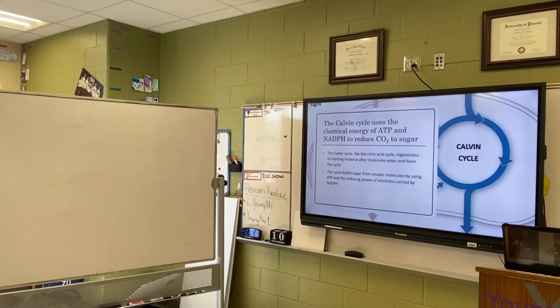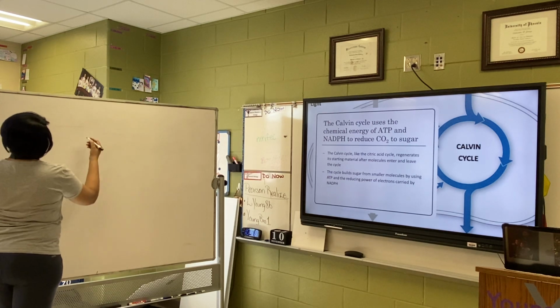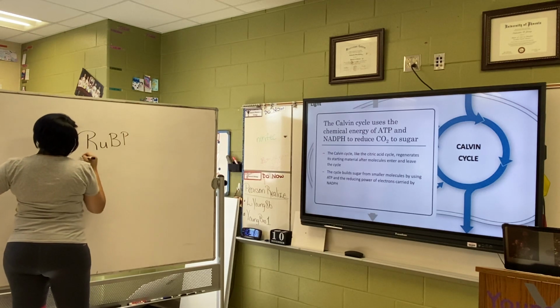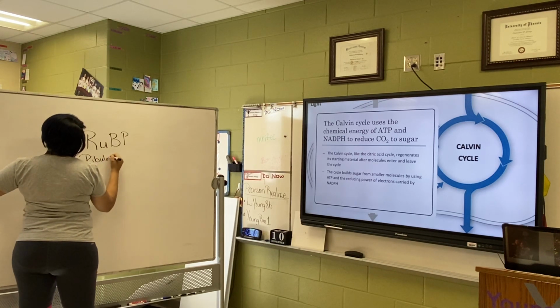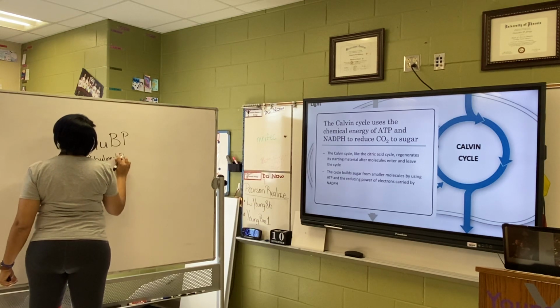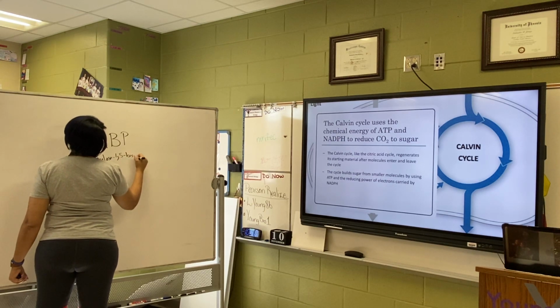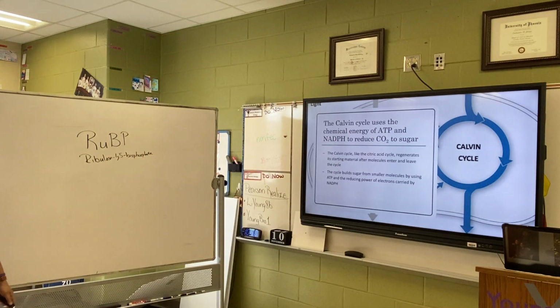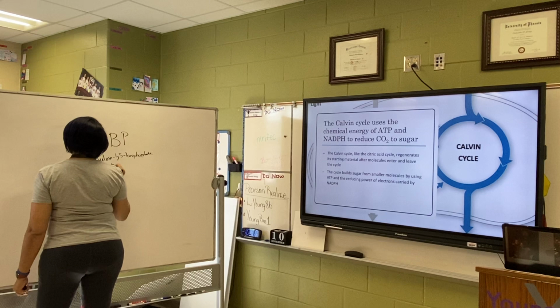So the Kelvin cycle is a cycle, and what that means is that it's going to regenerate its starting material. In the case of the Kelvin cycle, the starting material is RUBP, or ribulose 1,5 bisphosphate. All right, ribulose 1,5 bisphosphate is actually a 5-carbon molecule, okay? So we're going to make sure we keep a count of carbons as we go through this cycle.